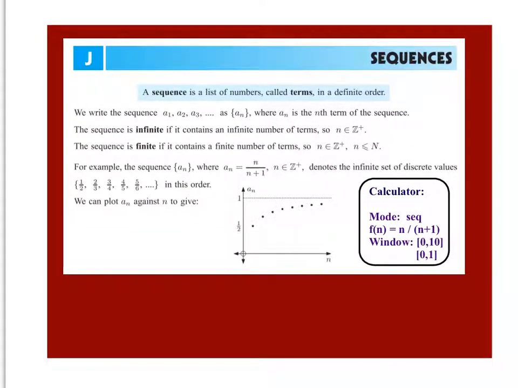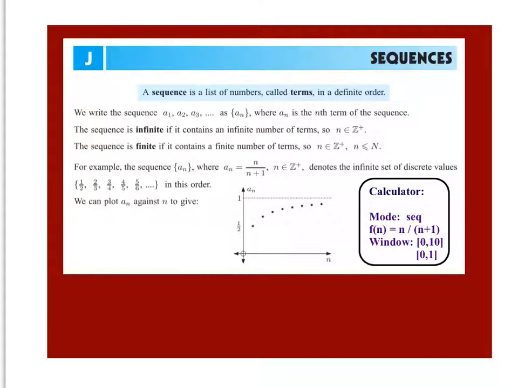All right, so a sequence is a list of numbers, as you know, called terms in a definite order. We write them in this form, a1, a2, a3, a_n, where a sub n is the nth term of the sequence. The sequence is infinite if it contains an infinite number of terms. It's finite if it contains a finite number of terms.